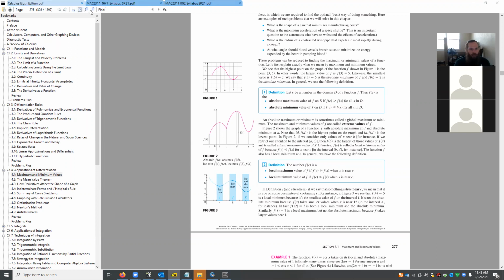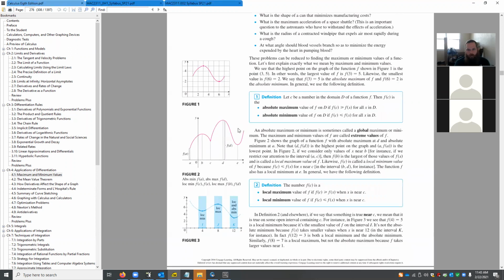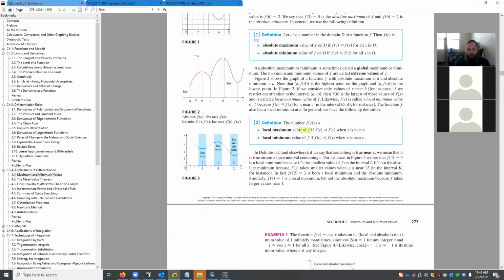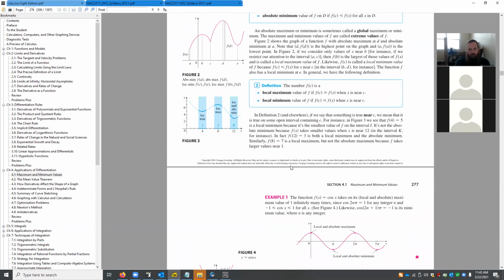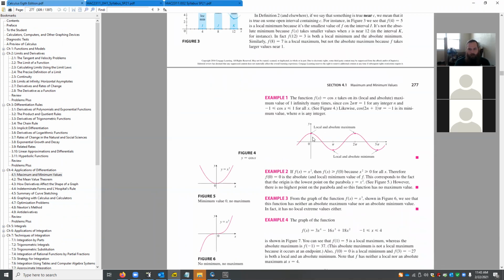And then a local max and local min are defined similarly. We say that f has a local max at c if f of c is bigger than f of x for all x's nearby, and a local min if f of c is smaller than f of x for all x's nearby. And these are the same pictures that Kevin showed in his lecture. This is a good example where we get the idea of local and absolute extrema being the same. And certainly it is possible for a point to be both a local and an absolute extremum.